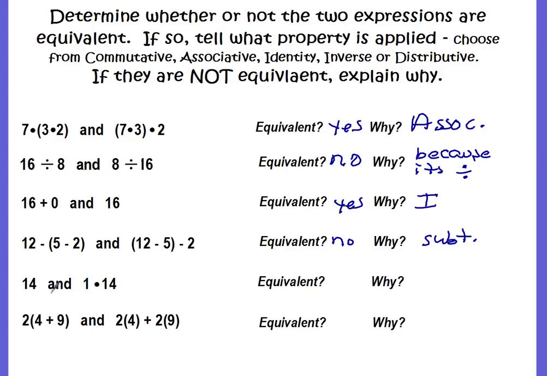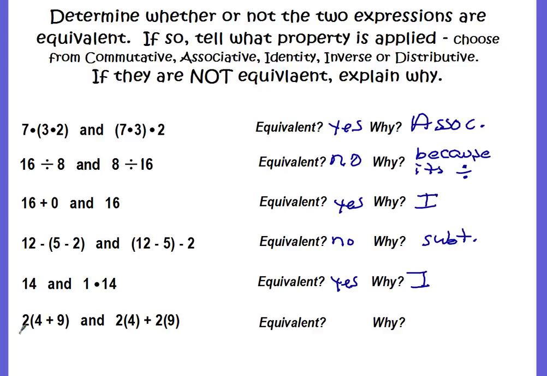Okay, 14 and 1 times 14. Are these equivalent? They stay the same, don't they? 1 times 14 is 14. If they stay the same, 14 and 14, that is the identity property, isn't it? So yes, these are equivalent.